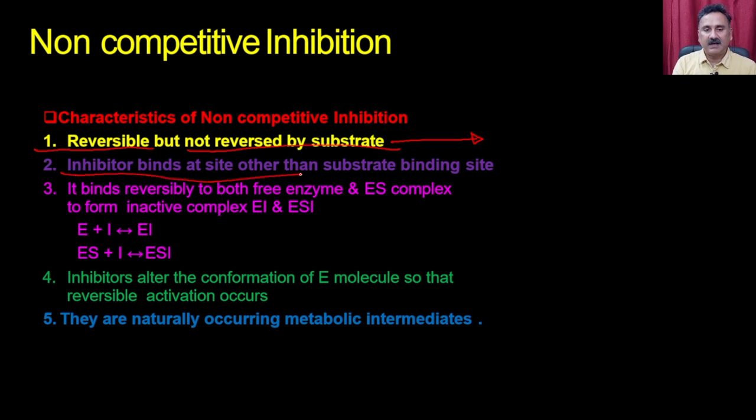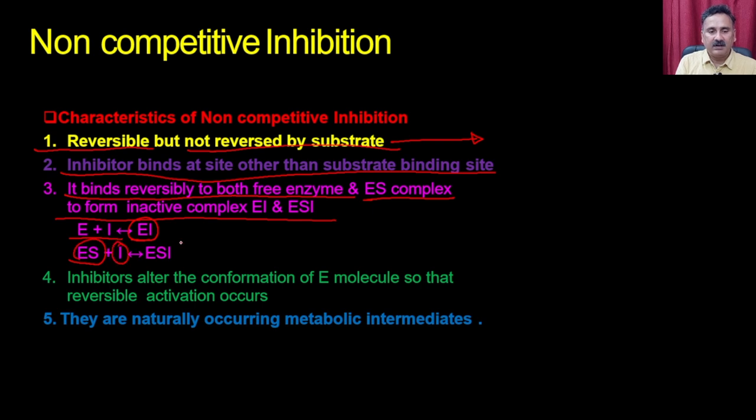The inhibitor binds at a site other than the substrate binding site, that is another point. It binds reversibly to both free enzyme and the enzyme substrate complex to form the inactive enzyme inhibitor complex or enzyme substrate inhibitor complex. This means the enzyme is going to interact with the inhibitor and form the enzyme inhibitor complex, or the enzyme substrate complex is going to interact with the inhibitor.